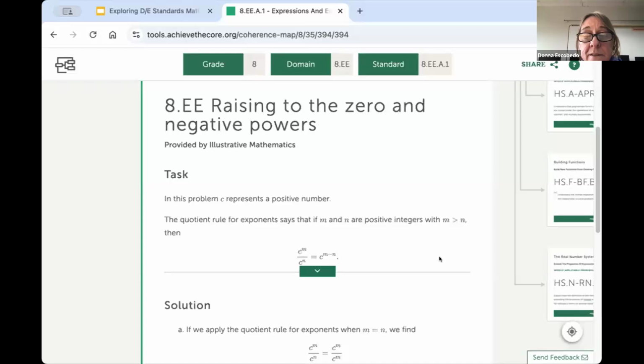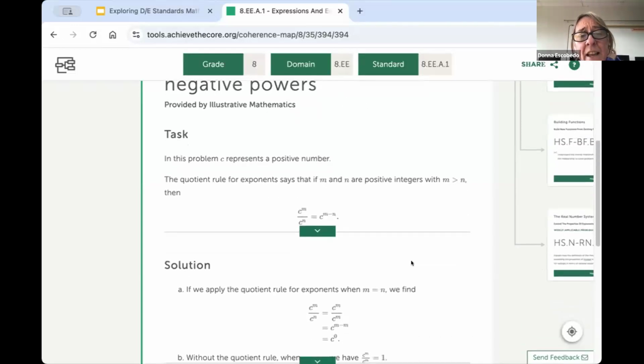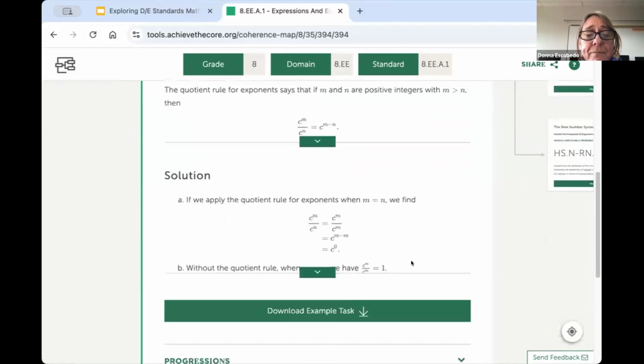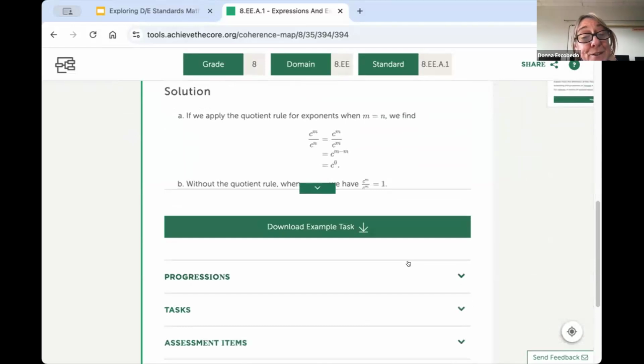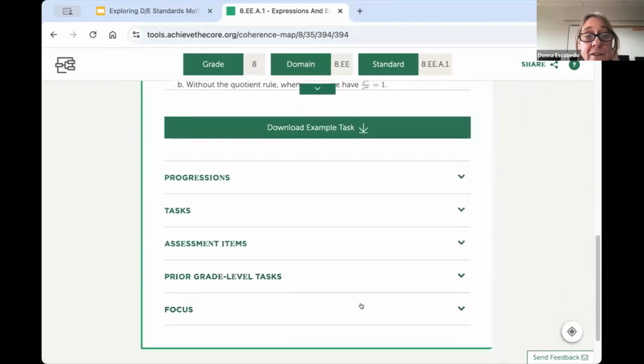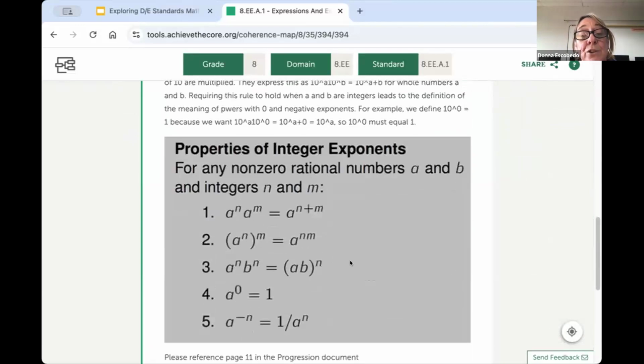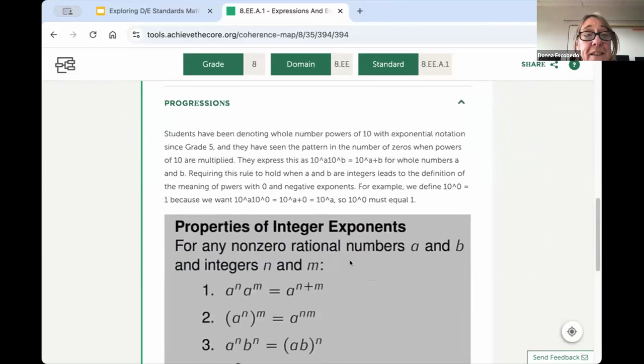And then it gives some tasks. There's an example task that they'll have with all of them, and they give you solutions, which is good. You don't have to search for it or Google somewhere else. And then with each of the standards, they've got the progression. So what does that look like for your group? So, properties of integer exponents.